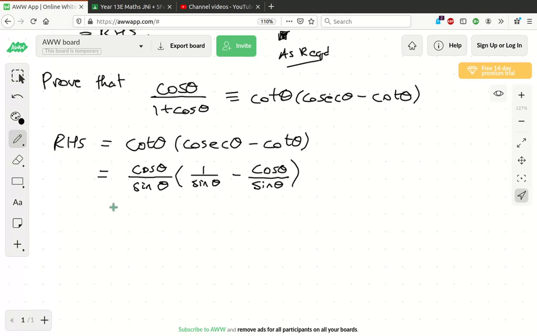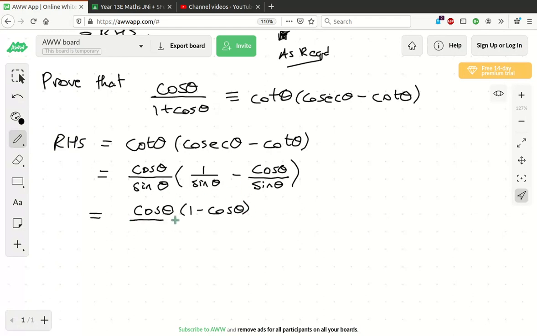I'm feeling like I should have done something else now, but never mind. We will go with it. That leads to cos theta. Now, can you see we've got a lovely common denominator there, so we can combine those. Multiplied by 1 minus cos theta. And then that's going to just give you a sine theta on the bottom.